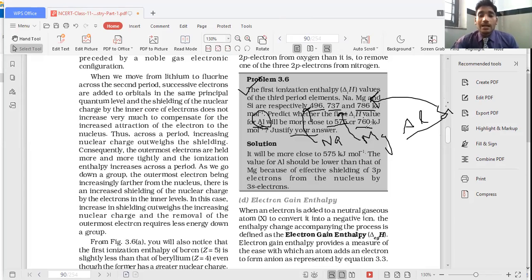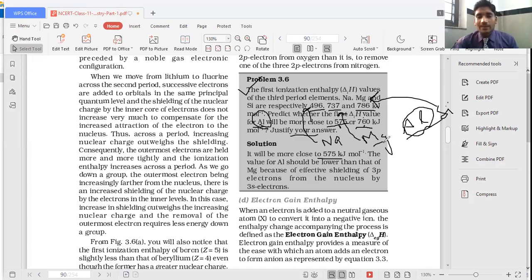It is around 760 or around 575. Let's check. As you can see, it is lying between the magnesium and silicon. You may go for answer 760, right? But see the solution. It is more close to 575 kilojoule per mole. Why? Because the value of aluminium should be lower than that of magnesium.